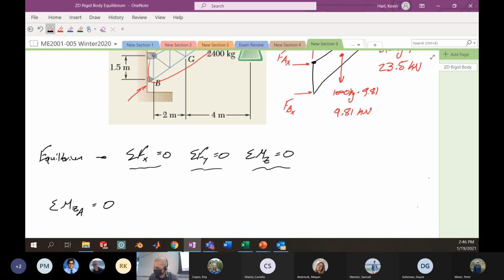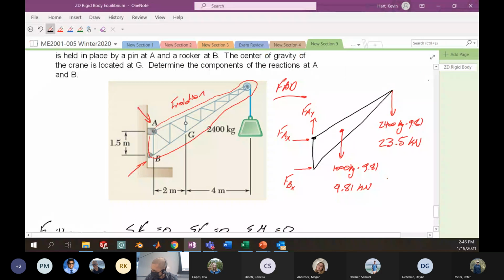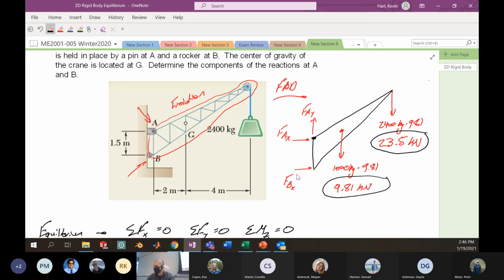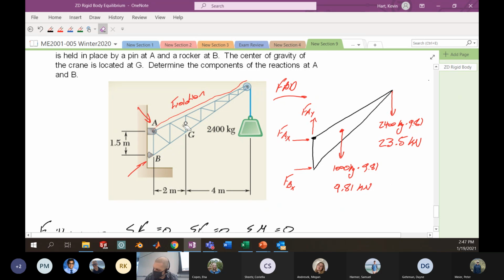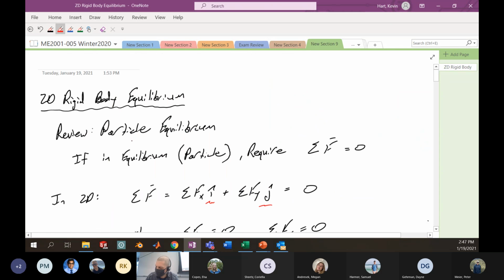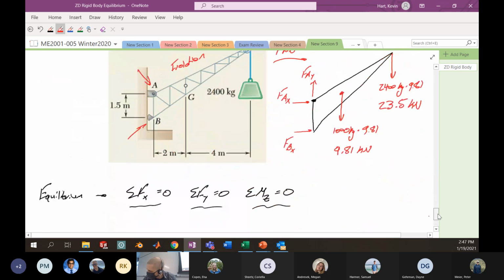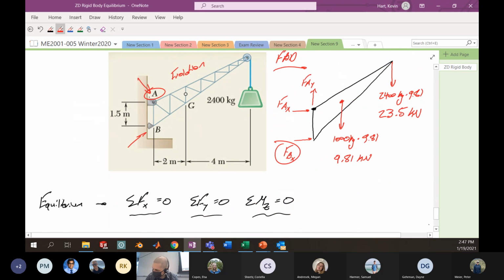All right, so I'm standing at point A, and I need to know the contribution to the moment from this 9.81 kilonewtons, this 23.5 kilonewtons, and this force Bx. I'm going to cruise relatively quickly through this. We should all be comfortable with these moment calculations, or at least getting there relatively quickly. Here I see the distance from A to B is 1.5 meters. This is a perpendicular distance from the line of action of that force and where it's acting.